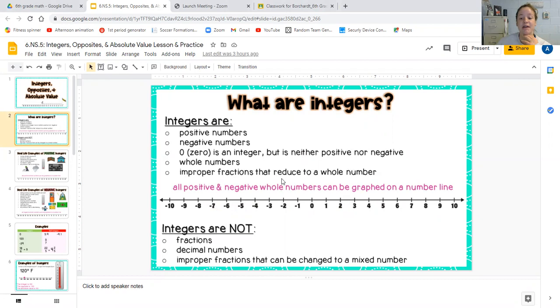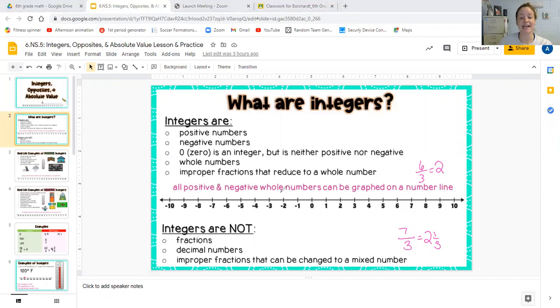Okay, improper fractions that reduce to a whole number are integers. So, for example, if we have 6/3 and we reduce 6/3, what would 6/3 equal? 2. So that would be an integer. However, if you had a fraction that was 7/3 and we reduce that to a mixed number, what would that be? 2 1/3. That is not an integer. So it's only an integer whenever it gets to a whole number, okay?